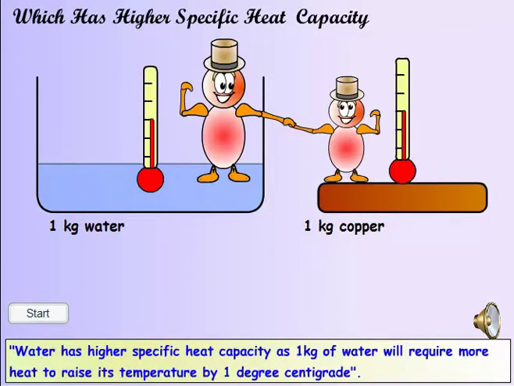Water has a very high specific heat capacity compared to most substances. To increase the temperature of 1 kg of copper by 1 degree takes very little heat in comparison to the heat required to raise the temperature of 1 kg of water by 1 degree.